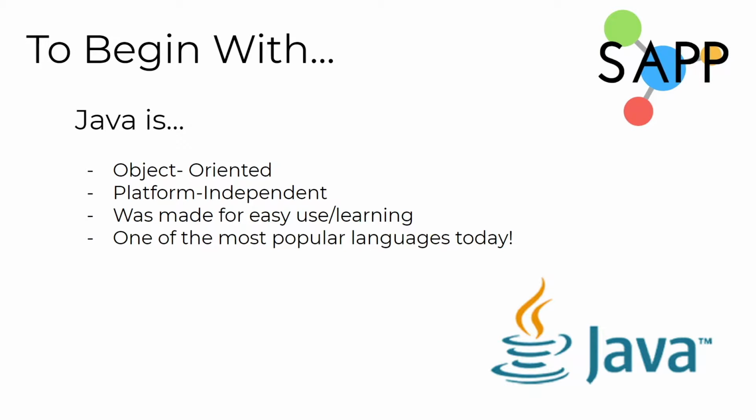So to begin with, let's go over Java a little. Java is an object-oriented programming language, and this means that Java uses a variety of different concepts such as encapsulation, inheritance, polymorphism. Now, we definitely have time to reach those concepts. Those are a little advanced, so don't worry too much about that.